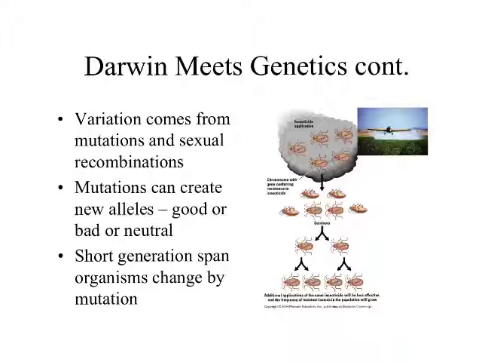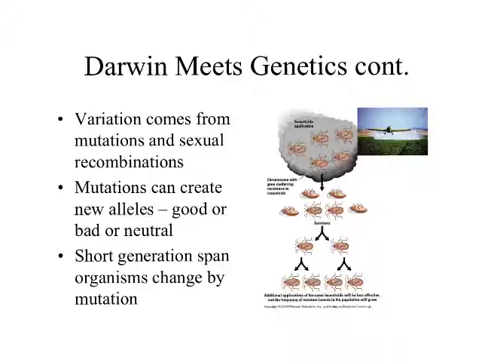Now, when we talk about mutations, the actual changing of DNA, mutations can create new alleles, either good, bad, or with no effect on the individual. So some mutations are good and adaptive and make the species able to survive better in the environment. Some are not so good and they don't survive better in the environment. And some just don't have any effect at all. It doesn't matter what happened because it doesn't have any effect.